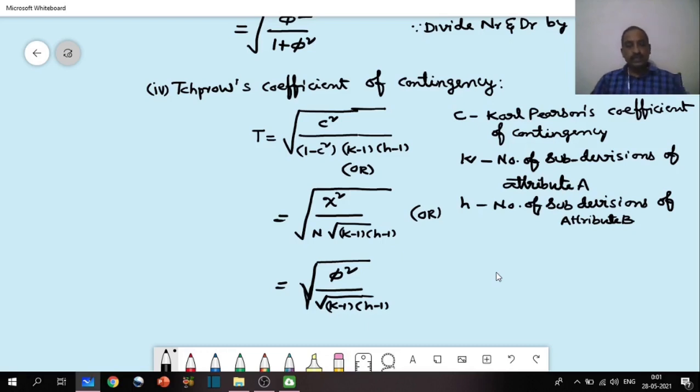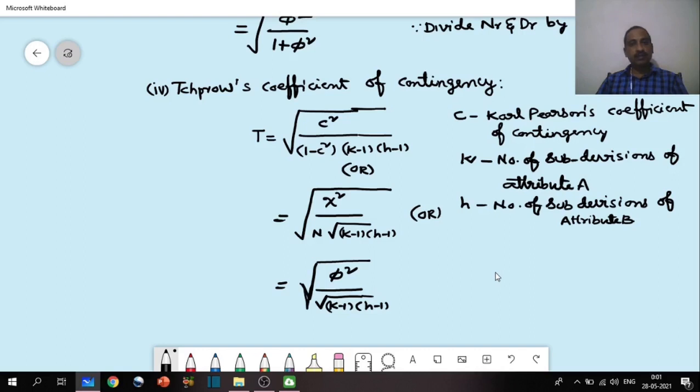So I summarize this video. Whenever you have manifold classification of attributes and you want to know the association between the attributes, you use the coefficient of contingency concept. In this, you have the chi-square contingency, and the mean square contingency, that is phi square, defined as chi-square by N. The next is Karl Pearson's coefficient of contingency, denoted by C, the square root of chi-square by chi-square plus N, or the square root of phi square by 1 plus phi square.